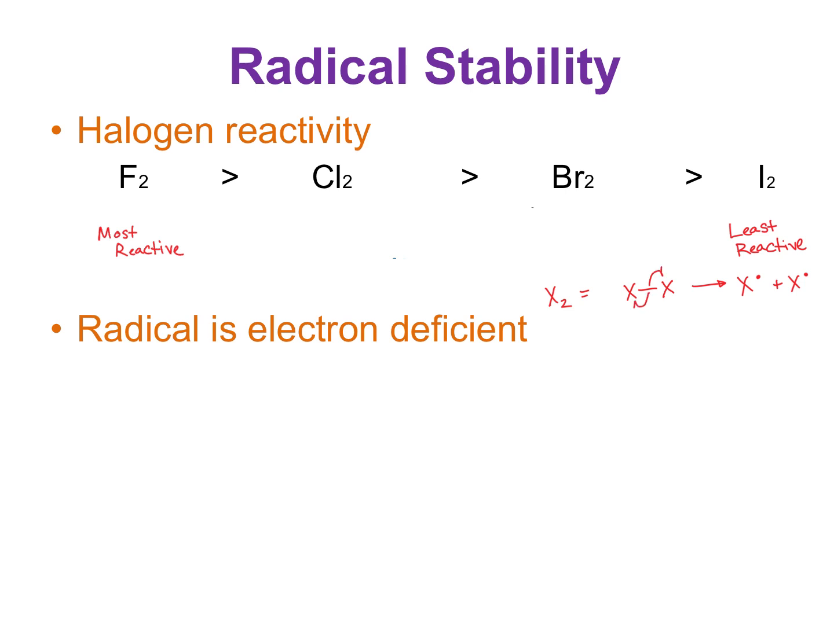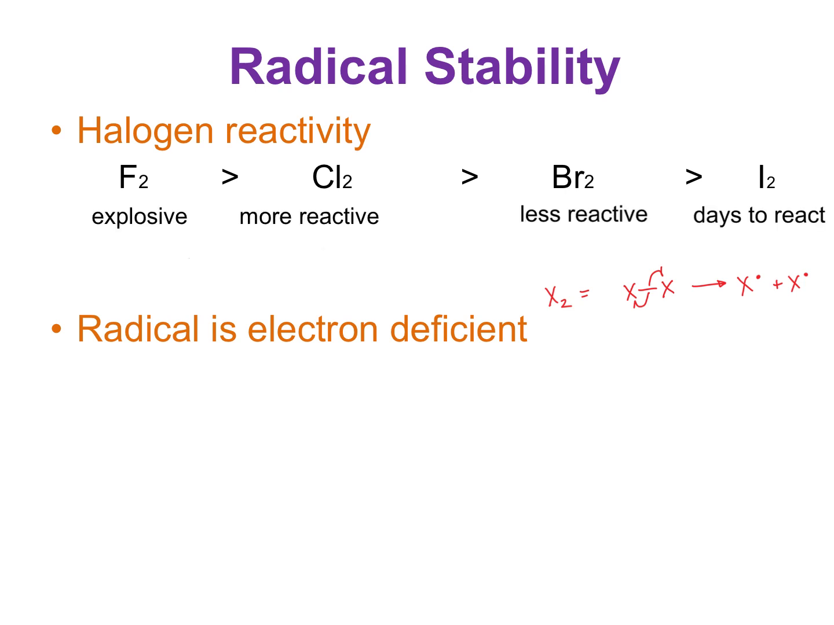So the problem with these is that not all of these are actually practical. So when we look at fluorine, it's reactive, but it's so reactive that it's actually explosive and dangerous, so we would not want to use that one. So then we see that chlorine is on the more reactive side, bromine is on the less reactive side, and then iodine is so unreactive that it takes days to react. So obviously we're going to count that one off completely. So then between chlorine and bromine, why are we choosing bromine?